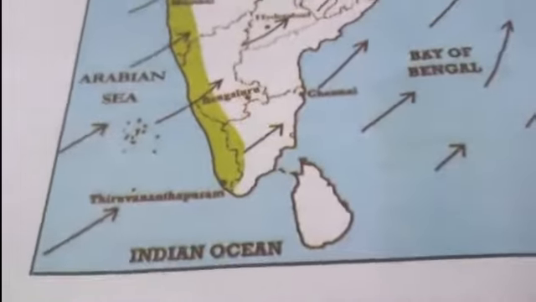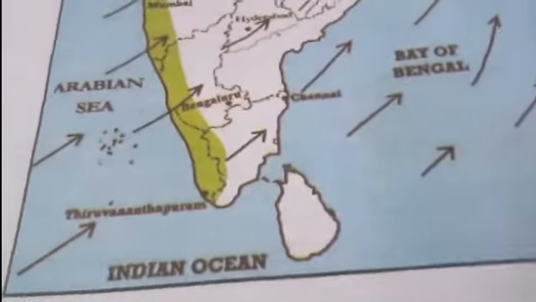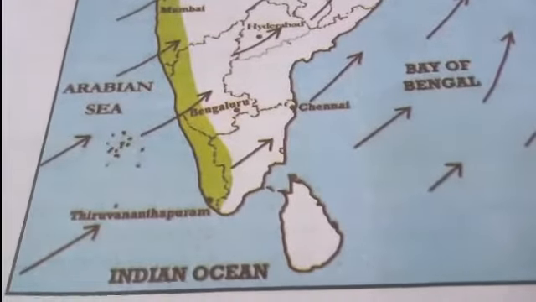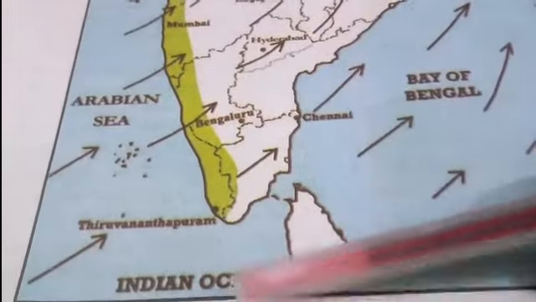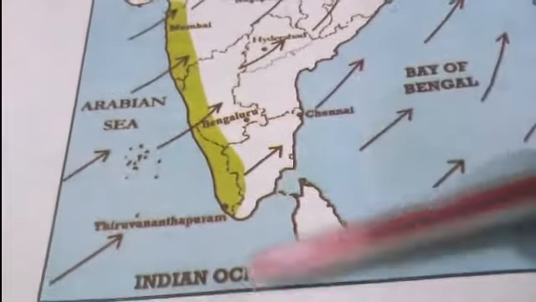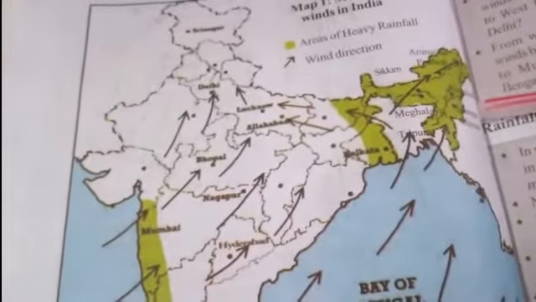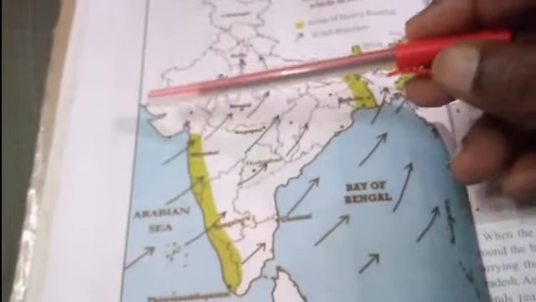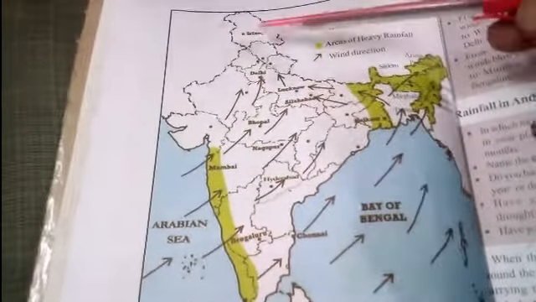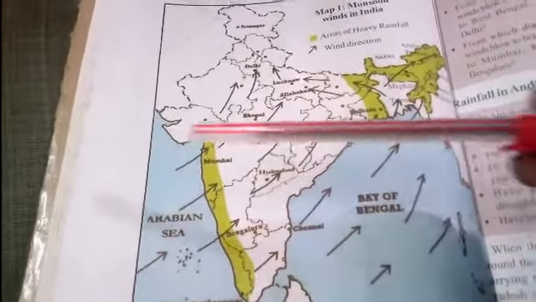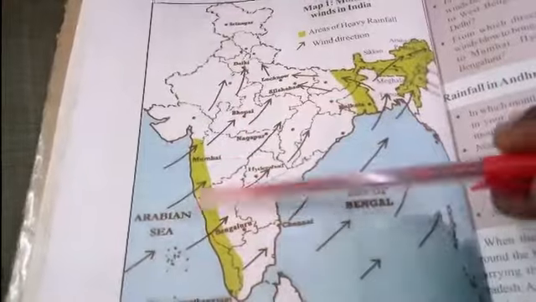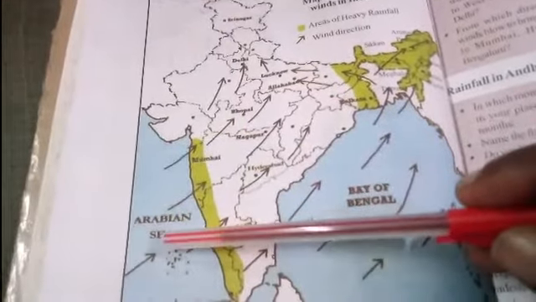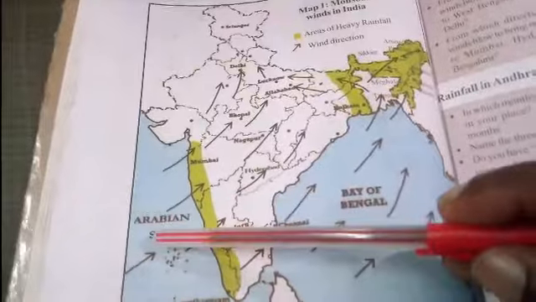Okay, students, look at the diagram here. This is the diagram given in the textbook. In this map, this is the south, and the top is the north, the right side is east, and the left side is west. If we divide the map into four parts, this portion of the map is called the southwest portion.